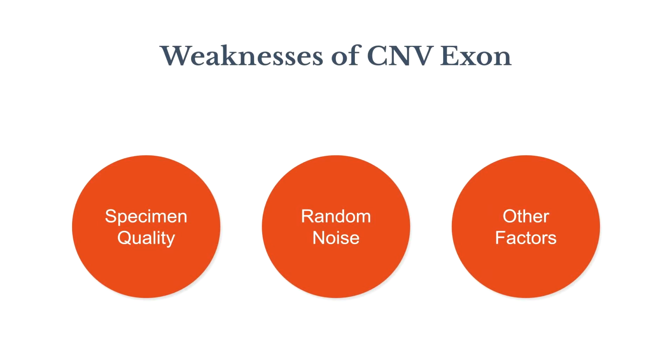Unfortunately, it's not very specific. This type of coverage depth analysis is susceptible to variability in specimen quality, random noise, and other things that can't be controlled. So when we do see a suspicious CNV called by sequencing, we follow that up with a confirmatory test before reporting it. We use qPCR or MLPA to do the confirmatory test.